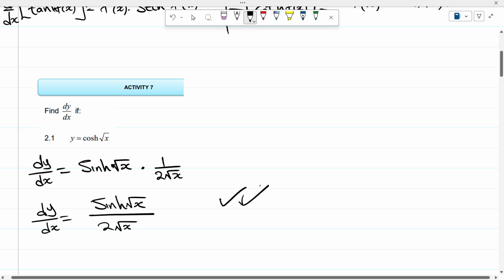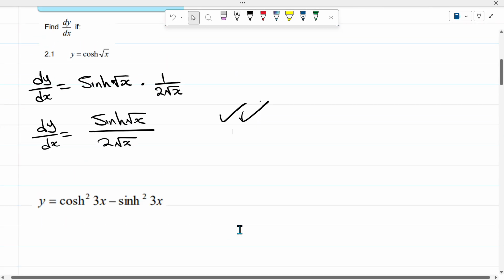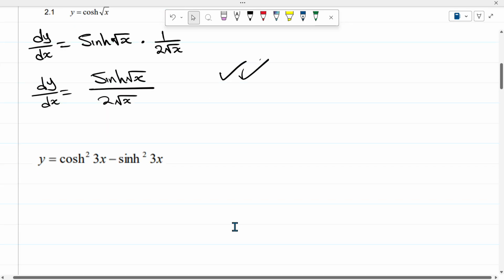So guys, you can pause this video so that you can work out the problems before you check the memo. That's a very good way of learning how to apply these things.